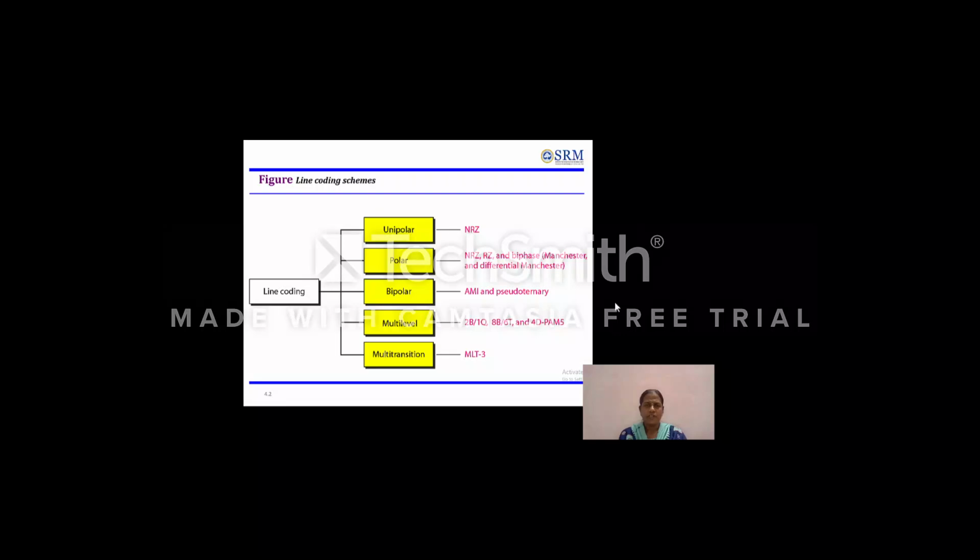Hello students, today we are going to see the topic on line coding. So line coding techniques, there are various flavors of line coding. Basically we have unipolar, polar, bipolar, multi-level and multi-transition.